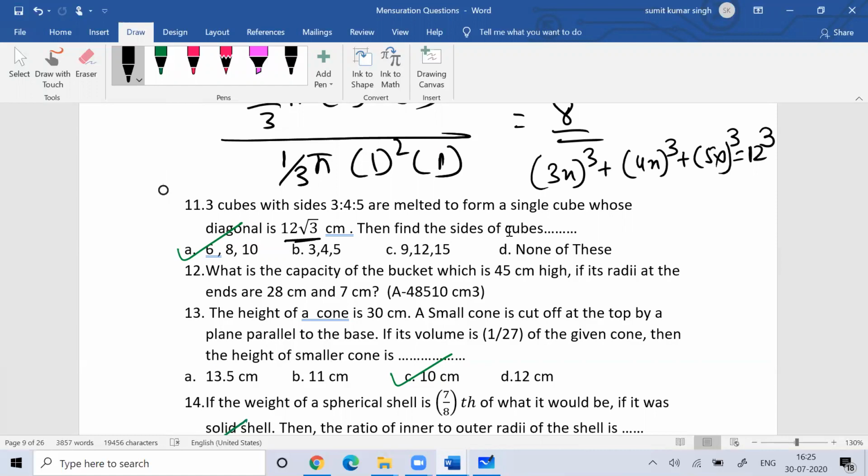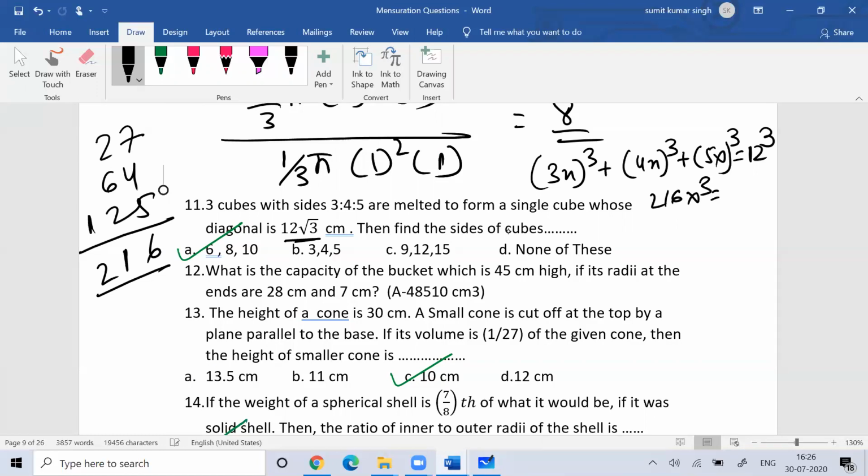And you know that the formula for the volume of a cube is a cube. So 3 cube is 27, 4 cube is 64, and 5 cube is 125. If you add them, 27 plus 64 plus 125 gives 216. So 216 x cube is 1728.